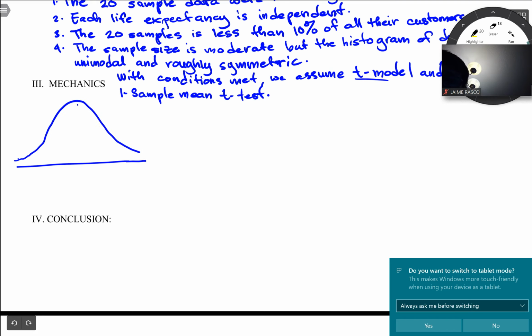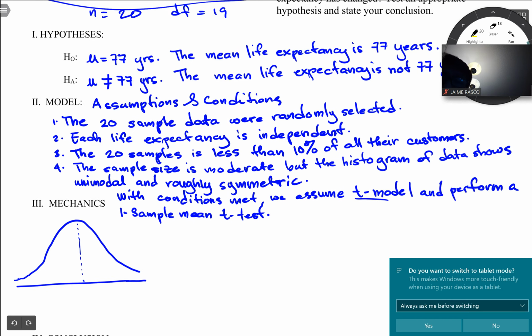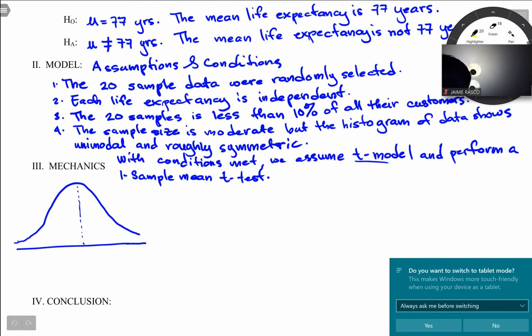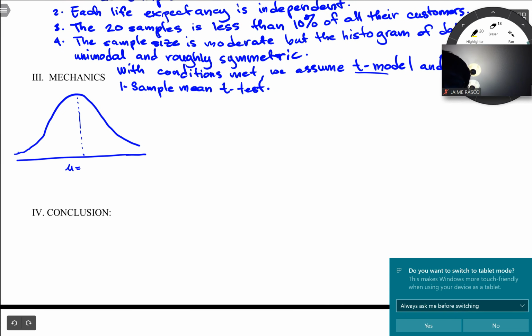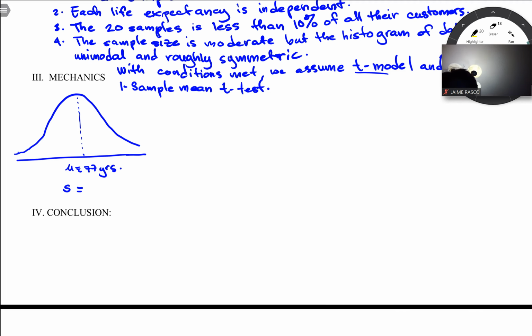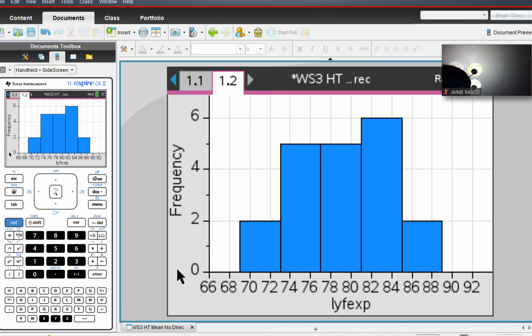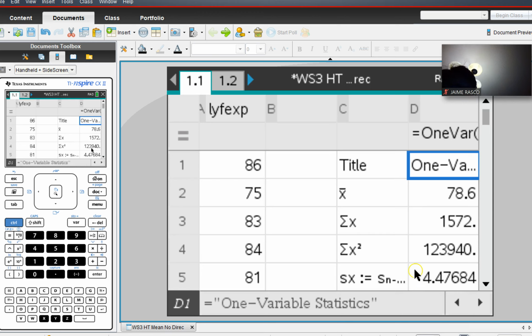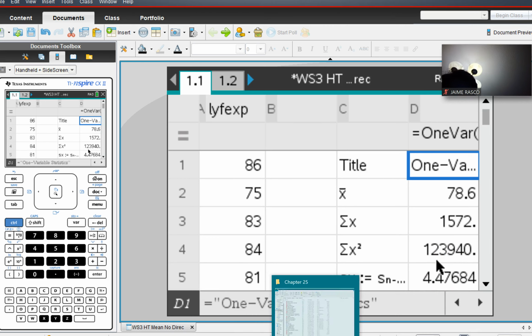Okay, center is at, again, the null is 77 years, so let's write that one. The center is at 77 years. And then shape, center, spread is the standard error, and the spread is from our calculator. Okay, from our calculator we see that the standard deviation here is 4.4768. So let's get that.